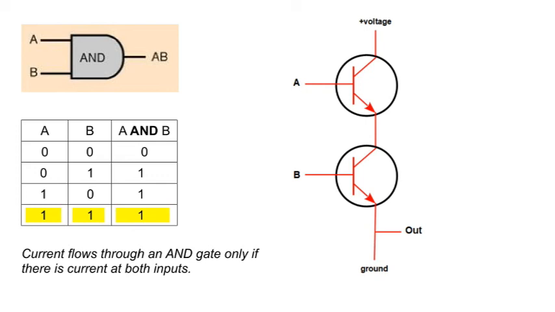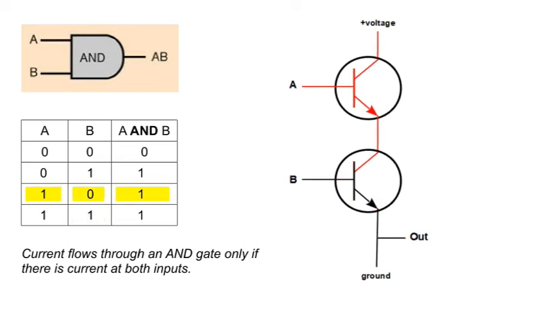Now, if the current at B is turned off, then the second transistor is switched off and there will be no current going out, as per the third row of the truth table. So an AND logic gate can be built with two transistors. Similarly, transistor circuits can be built for all the other basic logic gates. This is the basis for the hardware design of a CPU.